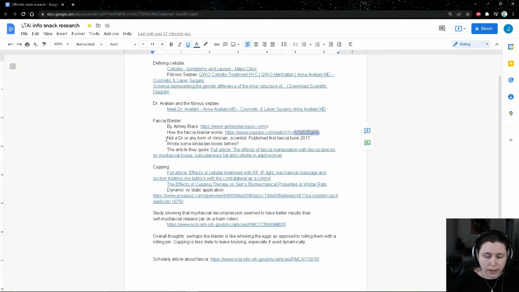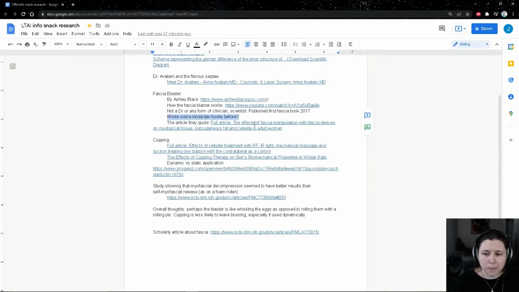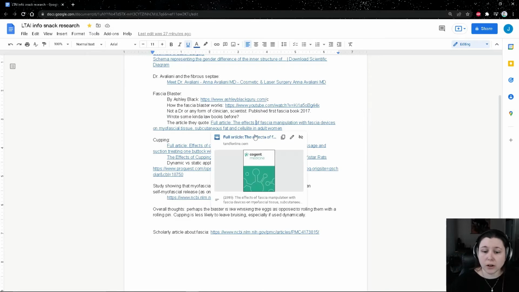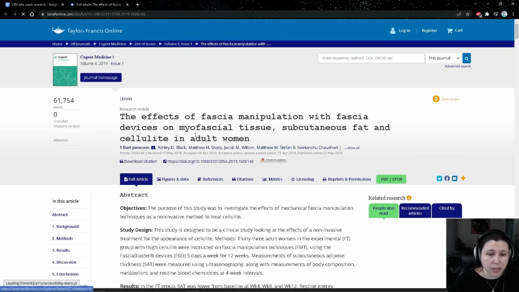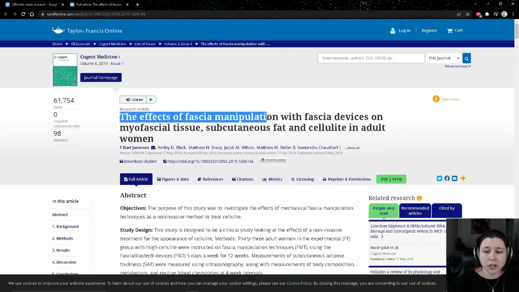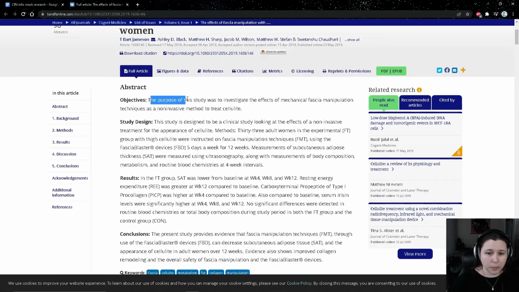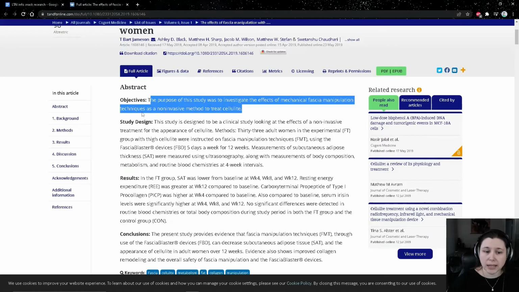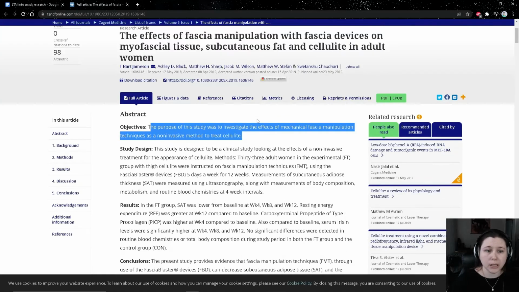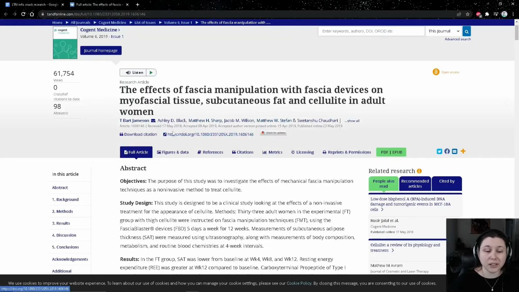So, let's see. Yeah, so not a doctor or any form of clinician or scientist, published the first book on fascia in 2017, wrote some kind of law books before, and then this is the scientific article that she quotes specifically. The effects of fascia manipulation with fascia devices on myofascial tissue, subcutaneous fat, and cellulite in adult women. So the purpose of this study was to investigate the effects of mechanical fascia manipulation techniques as a non-invasive method to treat cellulite. Now, who was involved in this?